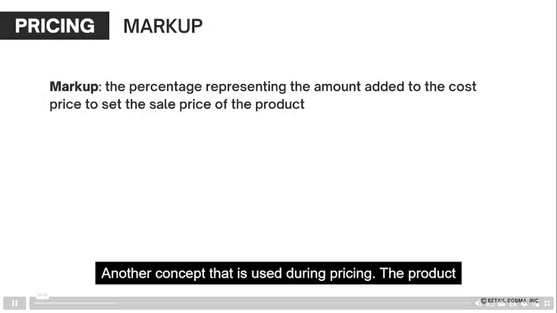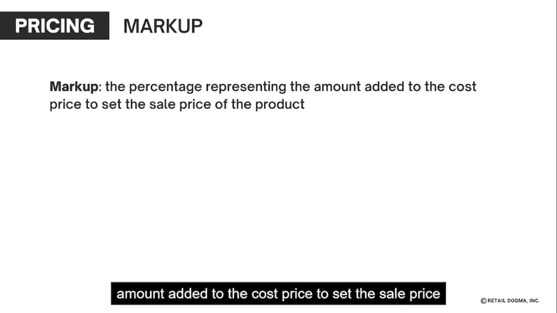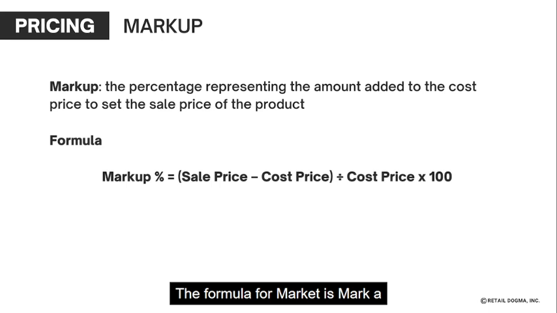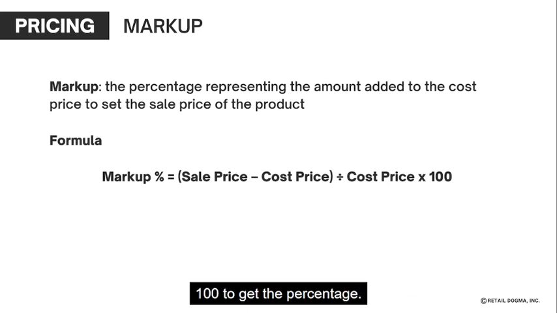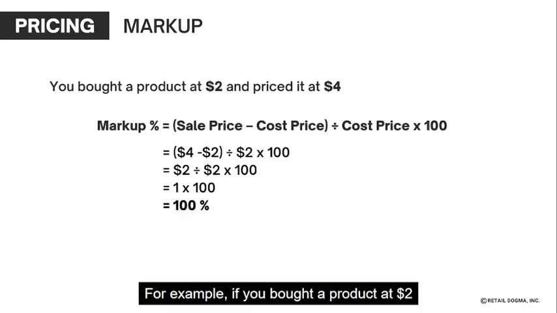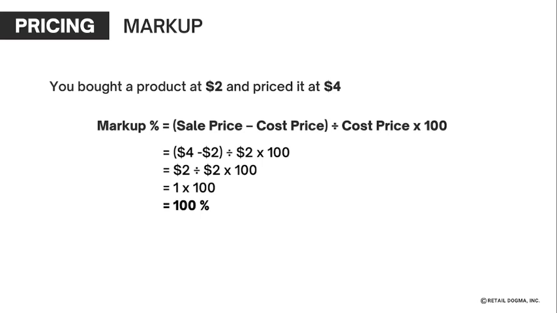Another concept that is used during pricing the product is markup. Markup is the percentage representing the amount added to the cost price to set the sale price of the product. The formula for markup is markup percentage equals sale price minus cost price divided by cost, and then multiplied by 100 to get the percentage. For example, if you bought a product at $2 and priced it at $4, the markup will be 4 minus 2 divided by 2 and then multiplied by 100, that's 100%. So this product has been marked up by 100%.